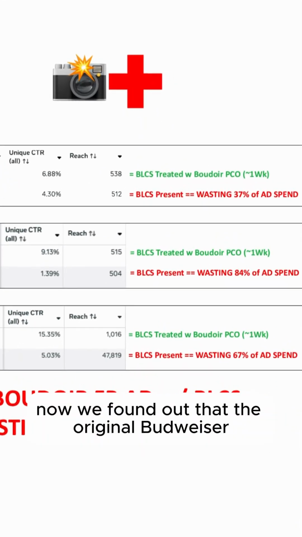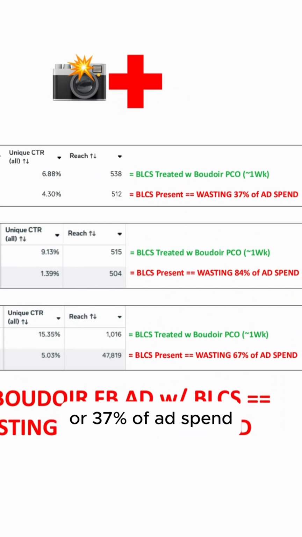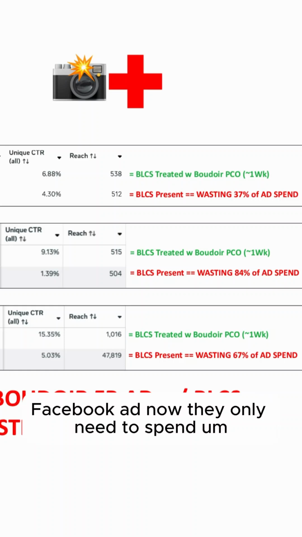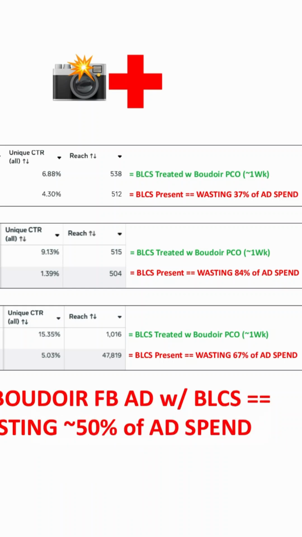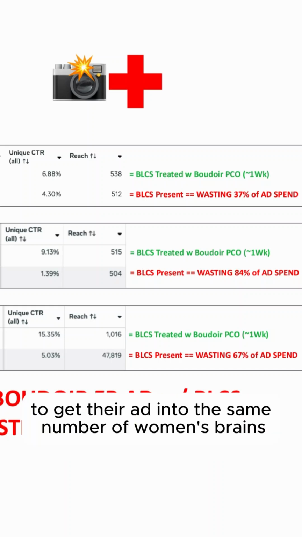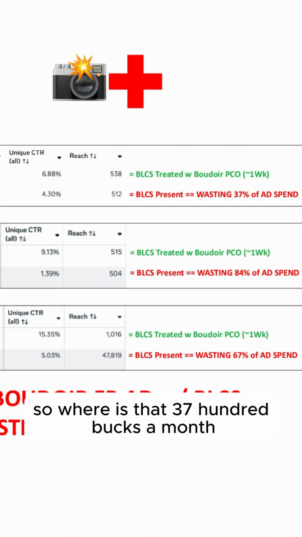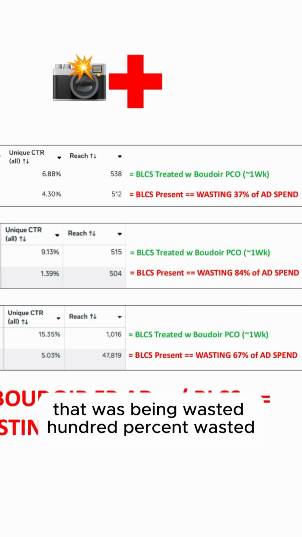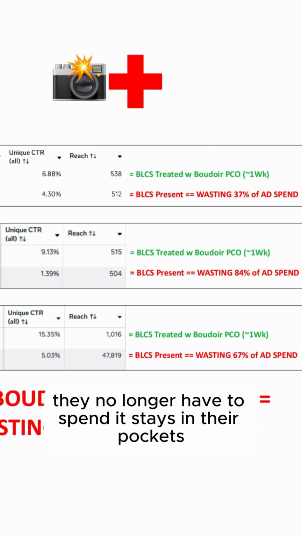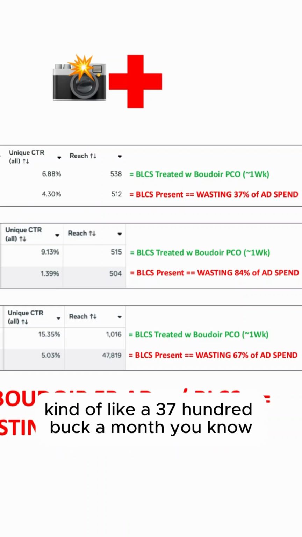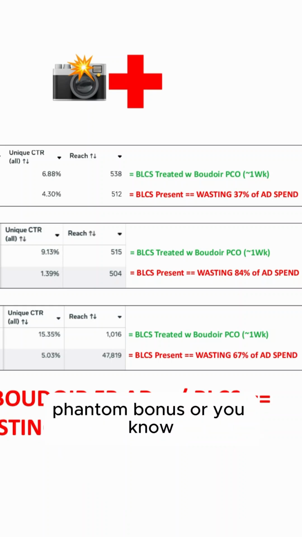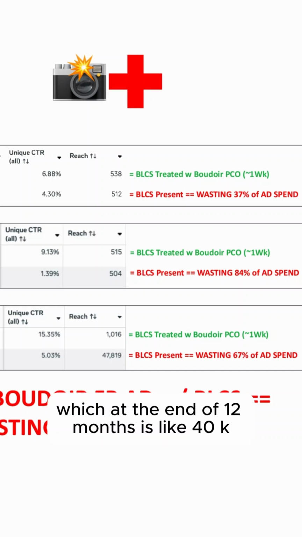Now we found out that the original Boudoir Facebook ad was wasting 37% of ad spend. So if they're spending 10 grand a month on the original Boudoir Facebook ad, now they only need to spend 6,300 bucks a month on the Boudoir Pico treated ad to get their ad into the same number of women's brains. So, that 3,700 bucks a month that was being wasted, 100% wasted, they no longer have to spend it, it stays in their pocket. It's kind of like a 3,700 buck a month phantom bonus, where they don't have to do anything, which at the end of 12 months is like 40K.